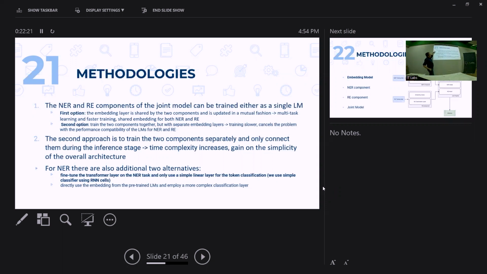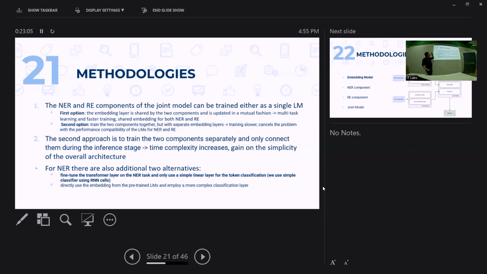Okay, and in the first approach, we can use one embedding layer that is shared between the two components and updated in a mutual fashion. What does this mean? It means that we have multitask learning. Of course, when we have multitask learning, we are learning two things in one shot. So we have faster training, and we have shared embeddings for both NER and RE. Actually, the embeddings from the language model, we fine-tune them for our problem, and here we will have shared embeddings for both tasks. This is the first option of the first approach.